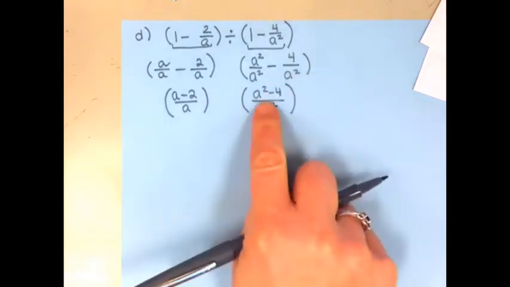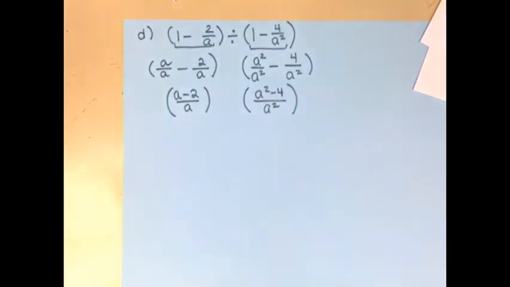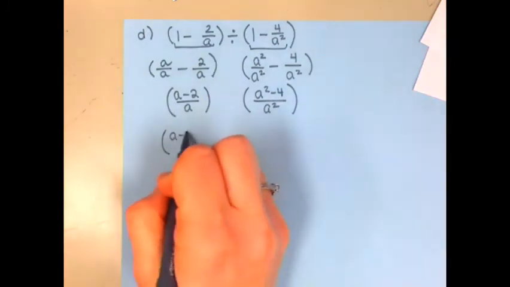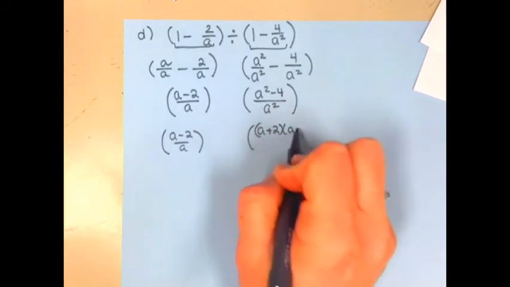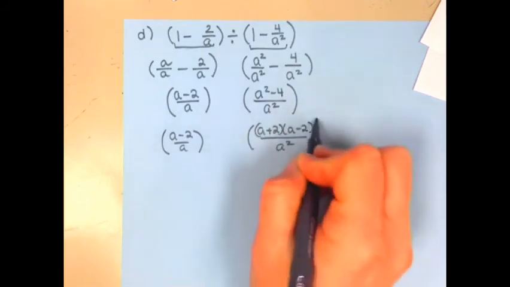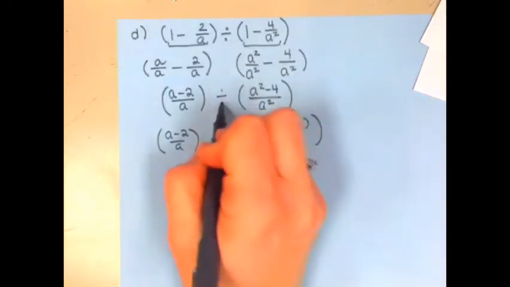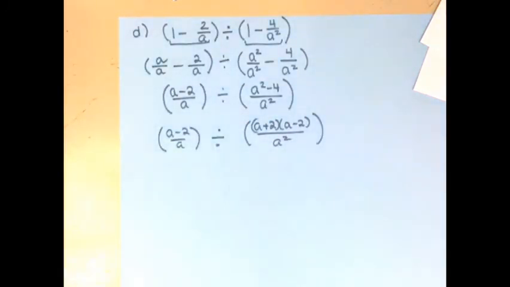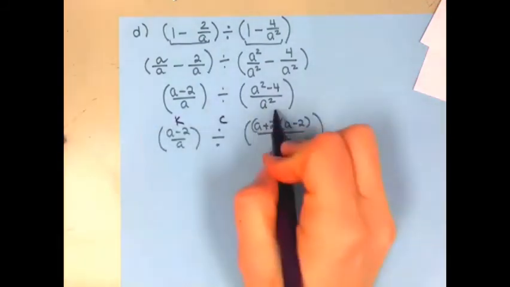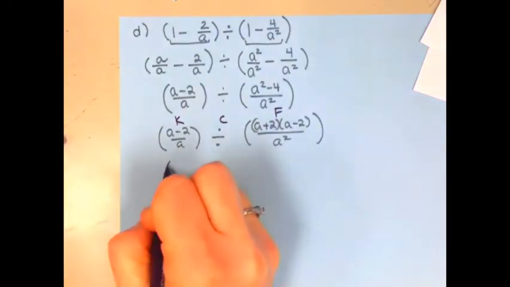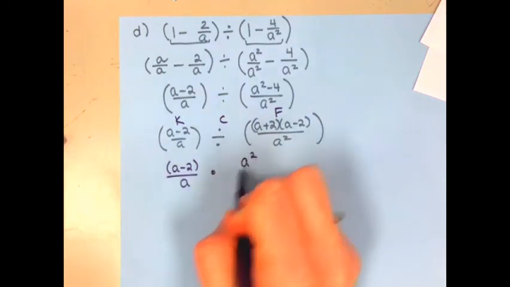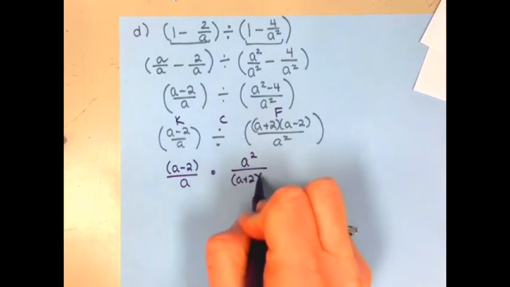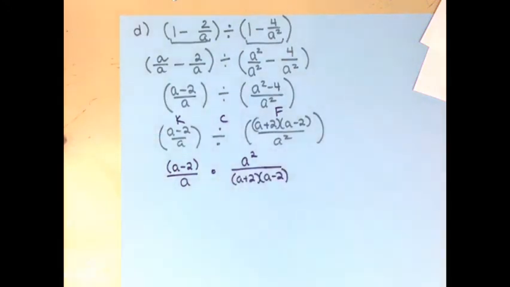Now, real quick, can I factor A squared minus 4? What does A squared minus 4 factor to? A plus 2, A minus 2. Perfect. All right. Now, we're dividing this. Can we divide fractions? No, we keep it, we change it, we flip it. So A minus 2 over A times A squared over A plus 2 times A minus 2. And I went ahead and factored before we flipped it, and that's okay.